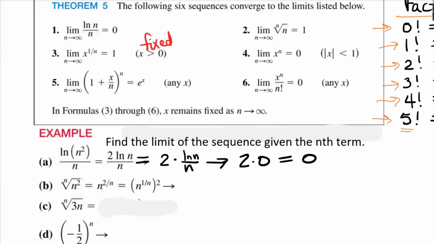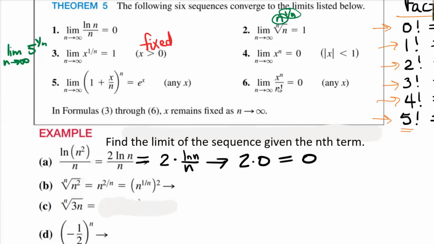So rule number 3 would apply if we had something like the limit as n goes to infinity of 5 to the 1 over n. So when you have a fixed value, that's what that x is. Whereas rule number 2 is actually n to the 1 over n. So both the power and the base are changing. They're varying.